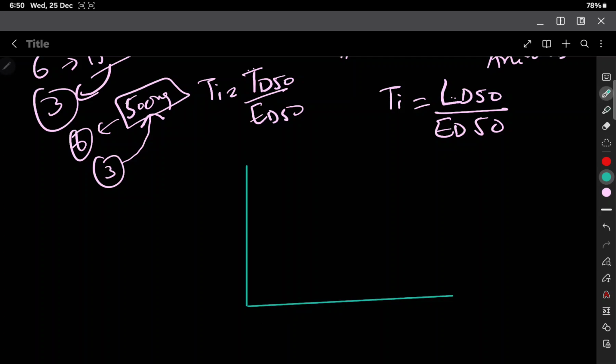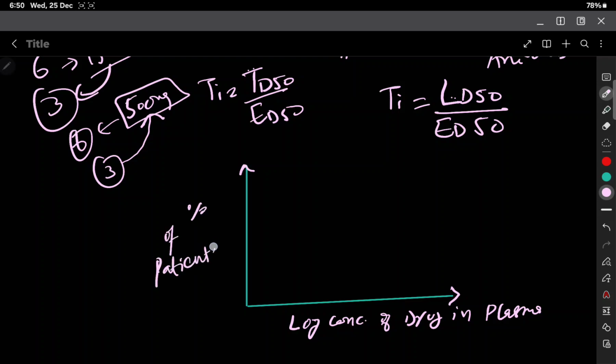So on one side we have the log concentration of drug in plasma. On the x-axis we have the log concentration of drug in plasma, and on the y-axis we have the percentage of patients. I am giving the example of humans, so I have written here the percentage of the patients. Okay, so here it is 0, for example here it is 50, and here it is 100. So 50% of the patients and 100% of the patients. Okay, so when we give the drug, for example it produces a sigmoid curve like this.